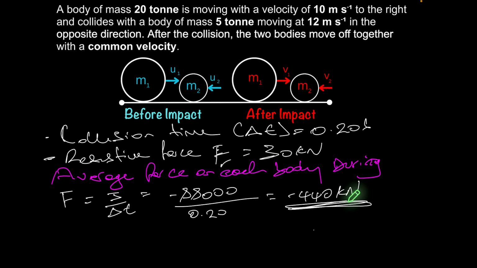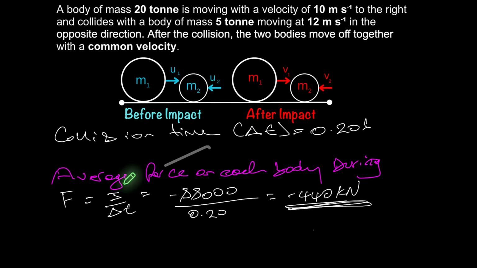Which is why in boxing matches you will always hear them saying to snap the punches, and that's to do with the force and the impulse. That's a relationship really. So as you can imagine, if we were to look at the average force on the other body, which was the 5-ton, where we had the positive 88,000, the only difference is that would be positive and it would be moving to the right. So one's moving to the right, one's moving to the left.